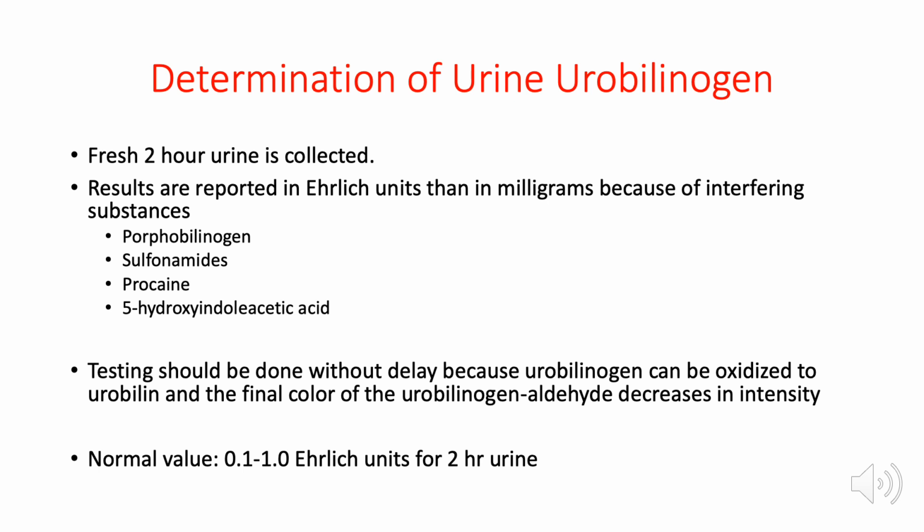Testing of the urine urobilinogen should be done without delay because you know very well that urobilinogen can be oxidized to urobilin. And what will happen? There would be a decrease in the level of urine urobilinogen. And one more thing, once the red-colored compound is already formed, you have to read it immediately using the spectrophotometer. You have to read the absorbance immediately using the spectrophotometer. Why? The final color of the urobilinogen and aldehyde reaction decreases in intensity through time.